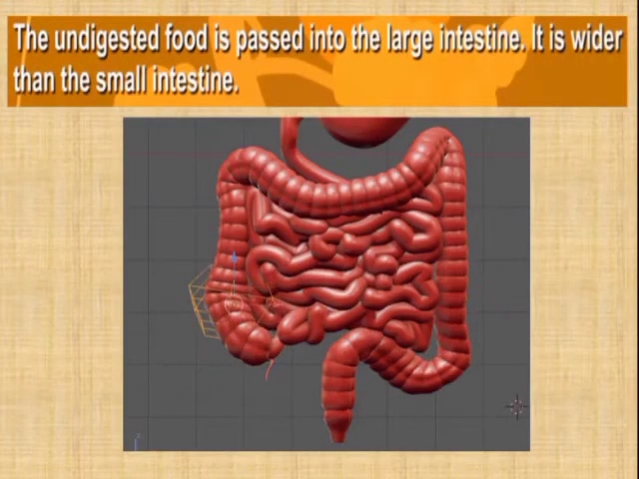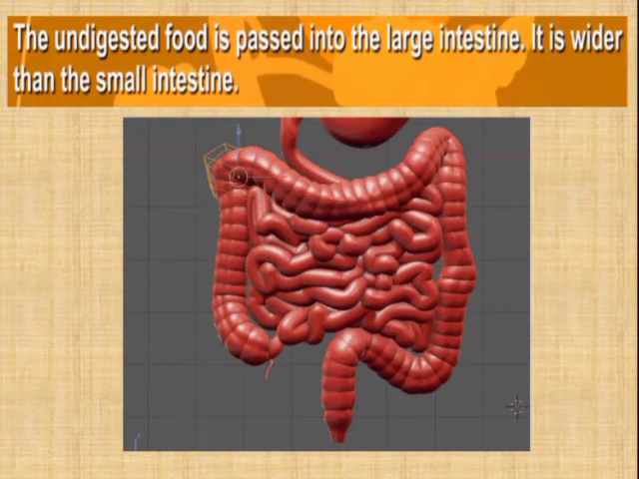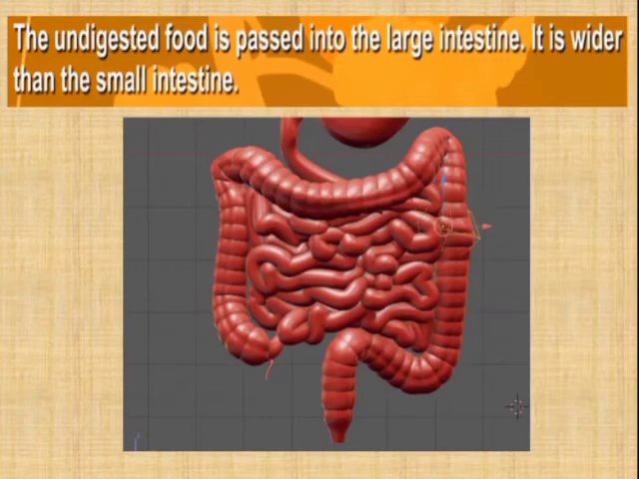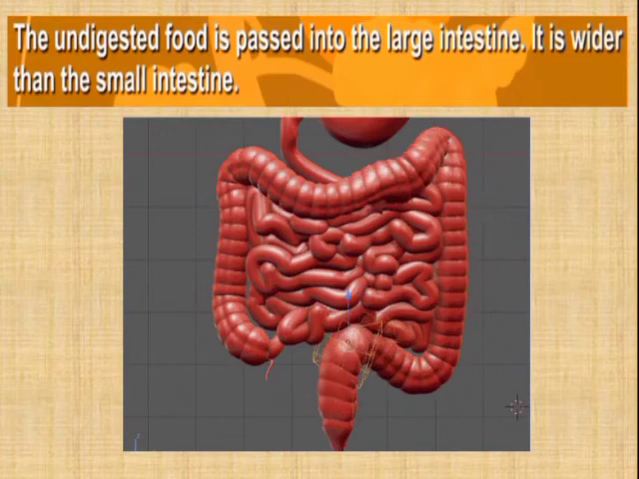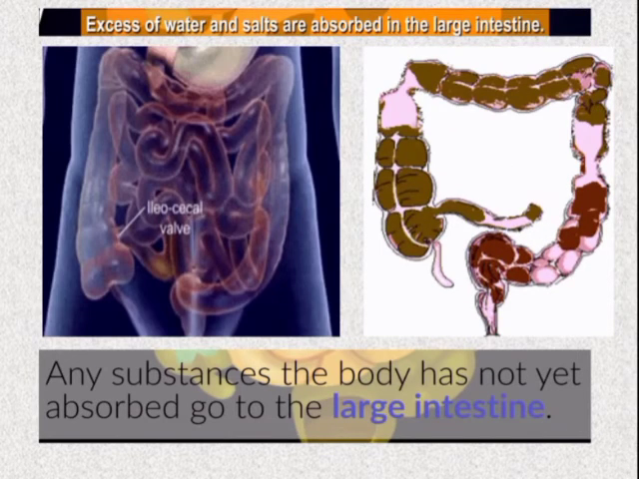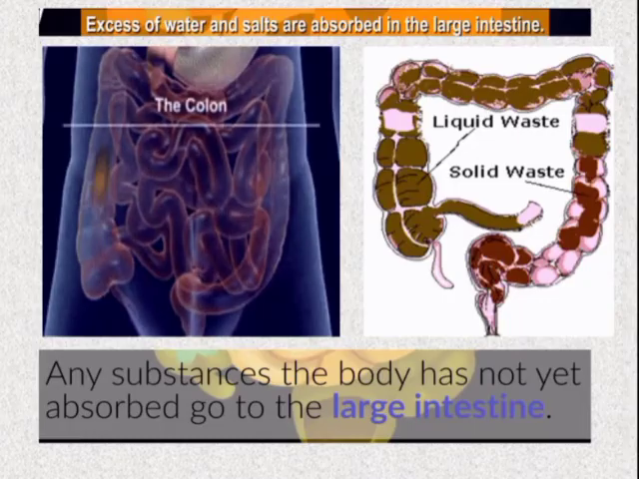The undigested food is passed into the large intestine. It is wider than the small intestine. The digested food is then passed into blood vessels, and undigested food is passed into the large intestine, which is wider than the small intestine. Excess water and salts are absorbed in the large intestine. Any substances the body has not yet absorbed go to the large intestine.